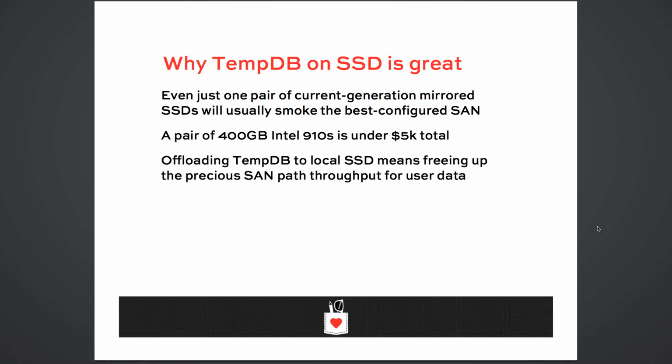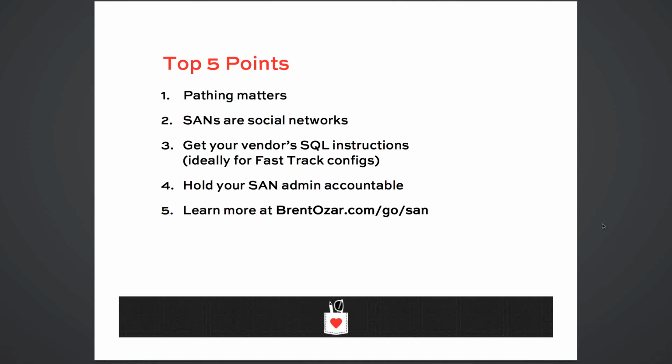But what I'm really trying to do here is free up that very tiny straw, that straw that we're drinking our data from across the SAN, so that I'm only using it to get user data, not TempDB data. Because if I have to performance tune that really tiny straw, that's going to be expensive. That's going to cost tens of thousands or hundreds of thousands of dollars, and TempDB on solid state is way cheaper than that. So our big takeaways out of tonight's session: first off, pathing matters so incredibly much.